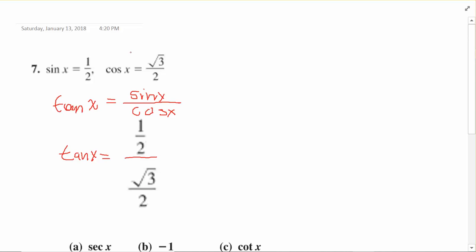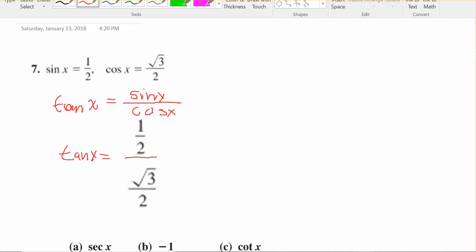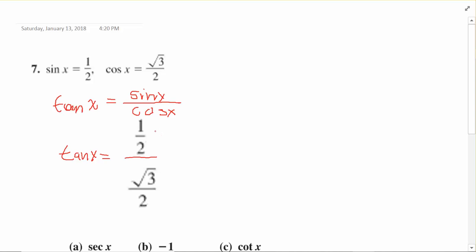And if I want to simplify this compound fraction, I can multiply both the numerator and the denominator by 2, which is 2 over 2, which is 1, so it's no big deal. It's not changing what it means. It is changing how it looks, though. Makes it look a lot simpler. It's going to be 1 over root 3, which means that the tangent is equal to root 3 over 3.